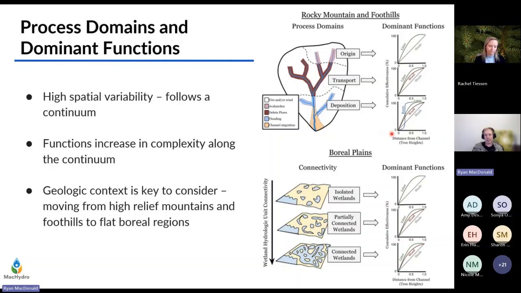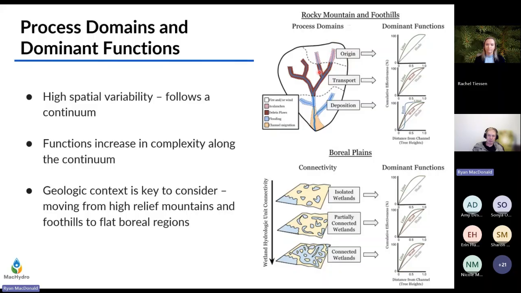These aren't meant to be actual numbers, but ultimately distance from the stream channel is shown on the x-axis, and the relative effectiveness or cumulative effectiveness is shown on the y-axis. And if you envision a watershed here on the left, the origin of the watershed, or in these high elevation, avalanche-dominated colluvial systems, would be our highest elevations.